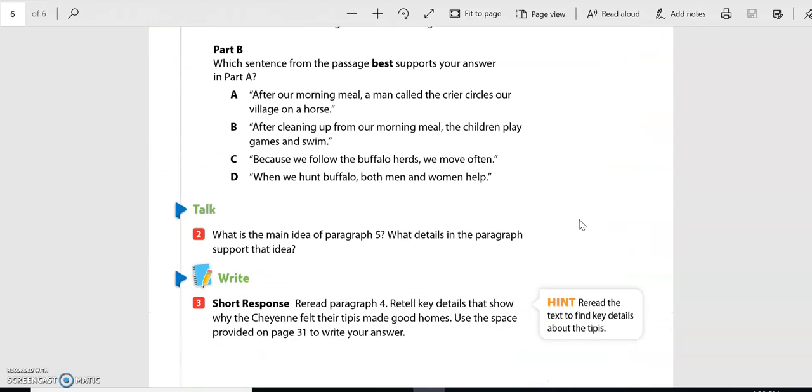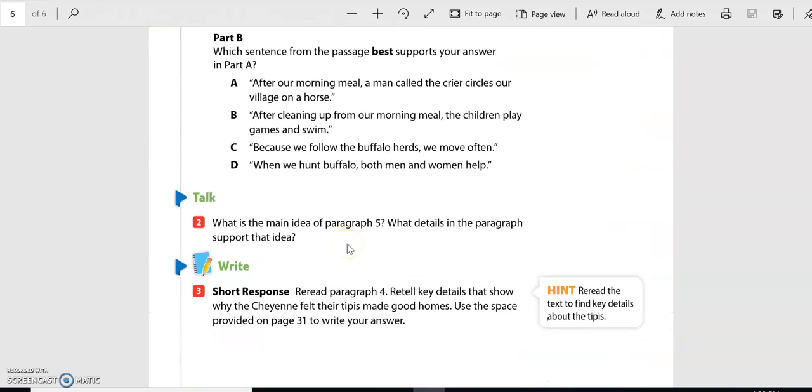So when you're writing your response, whether on a scratch sheet of paper or where you have additional space in your notebook, go ahead and answer number 2 in your own words. Be sure to include what the main idea of paragraph 5 is, as well as what details in the paragraph support that idea. Given that we have at least 2 sentences that give us additional details, you want to include details about how both men and women help hunt buffalo.